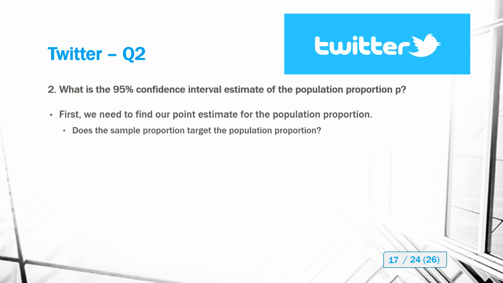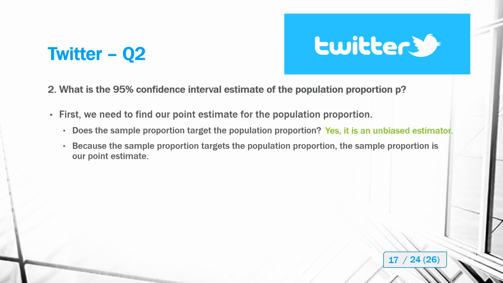Okay, so the first thing you're going to think of is the sample proportion. So does the sample proportion target the population proportion? The answer is yes, it does target it because, remember, proportion is an unbiased estimator. So because the sample proportion targets the population proportion, the sample proportion is our point estimate. This is what we're going to use to estimate the population proportion. So P equals P hat, which, as we saw, was 0.85.